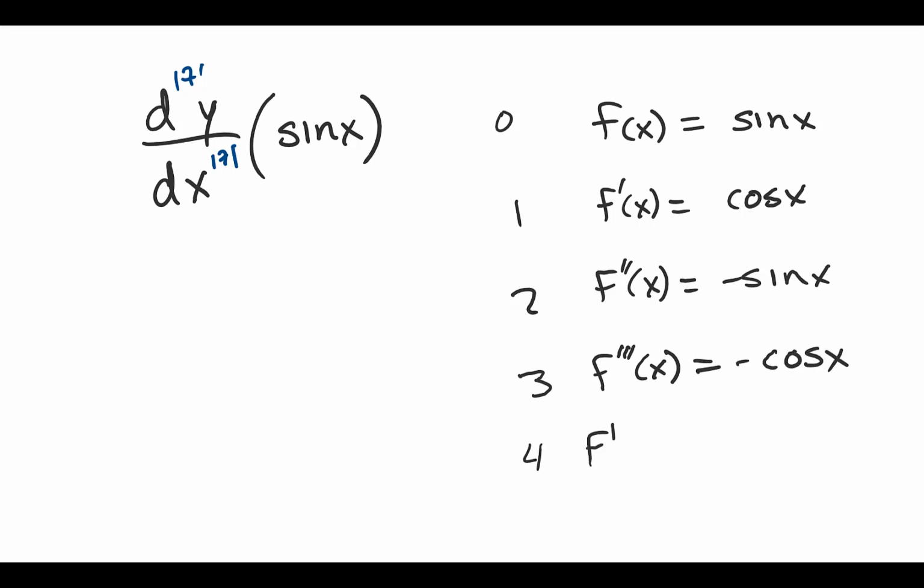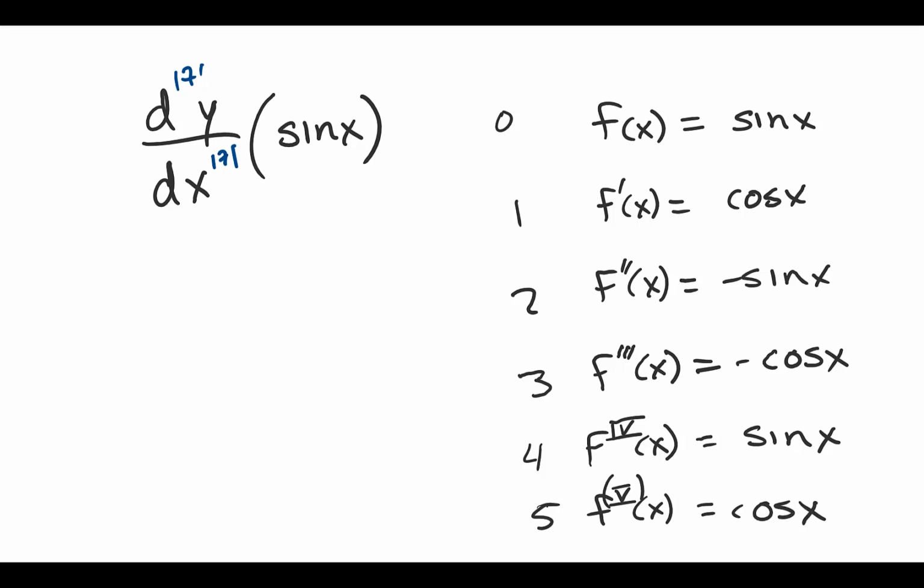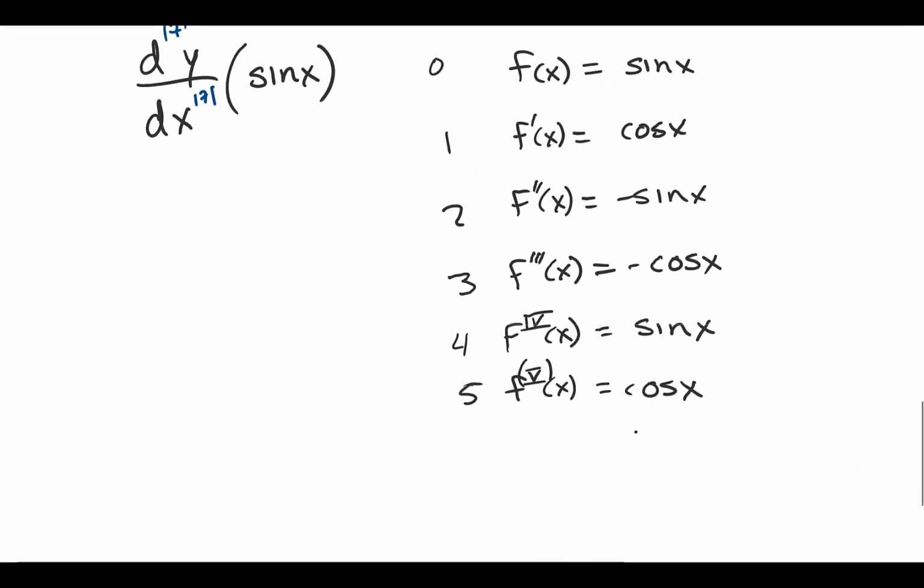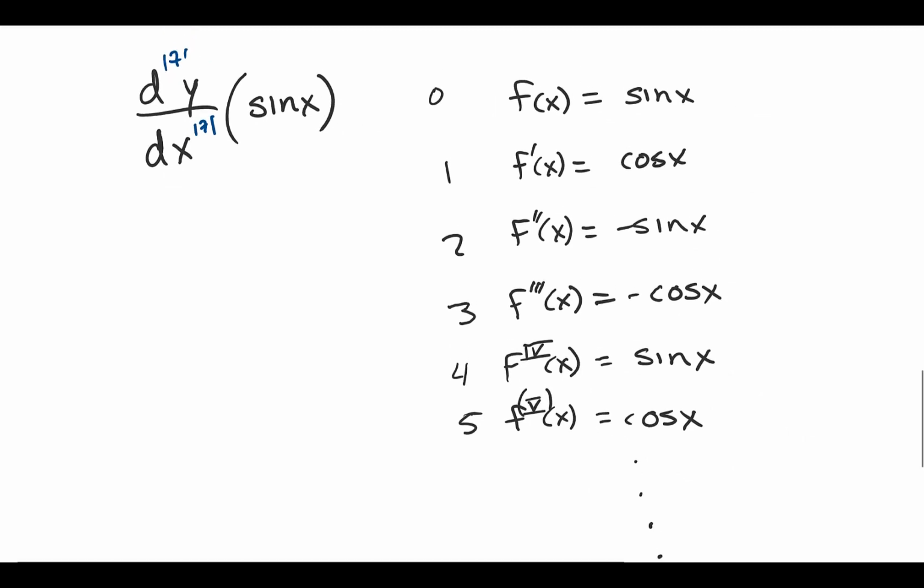On our fourth derivative, like the Roman numerals, makes me feel fancy, we go back to sine of x. What do you think is going to happen when you go to your fifth? We're going to get cosine of x, and the pattern repeats. And the pattern just repeats and will go on forever. So every four, this pattern repeats. So you only really need to look at these four.